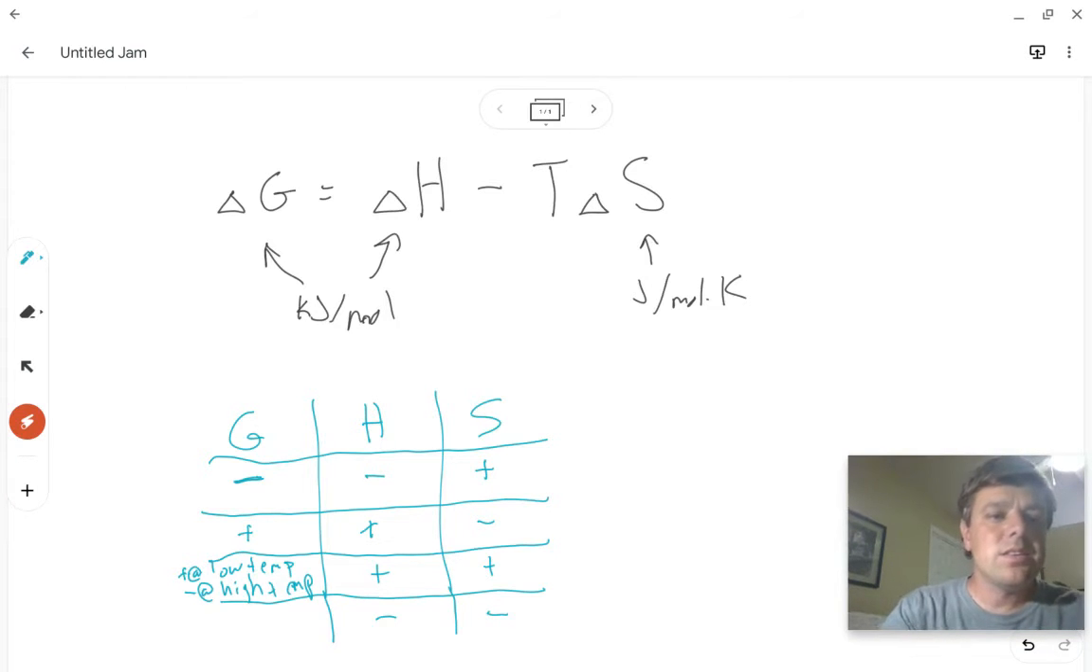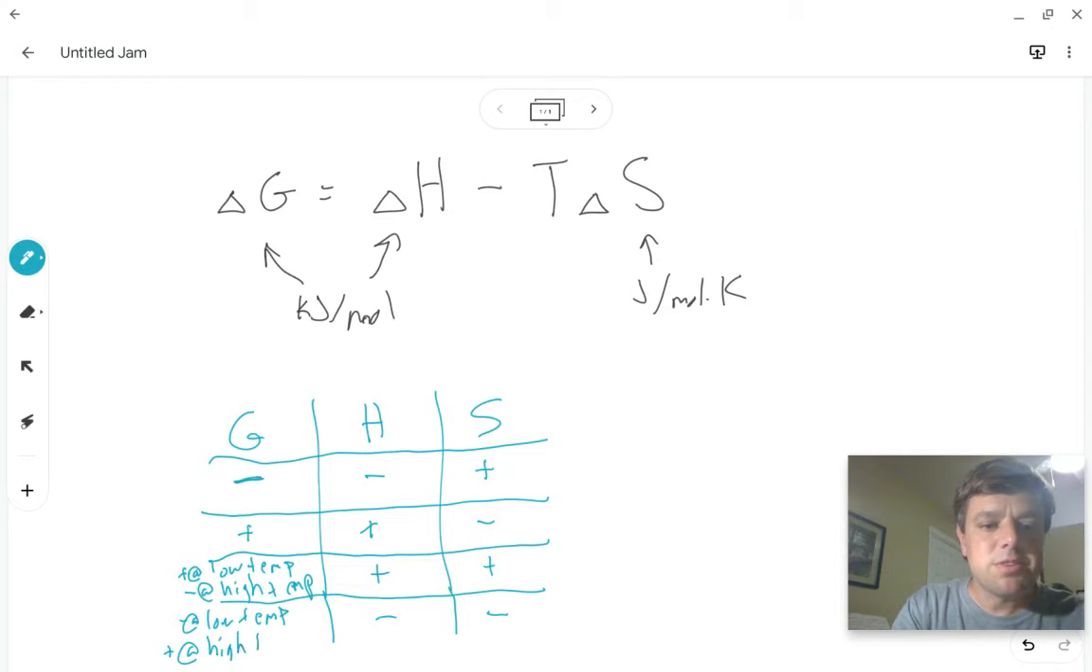Now, that also means if both of these are negative, then you're going to have the opposite case. Then G is going to be negative at low temperatures and is going to be positive at high temperatures. All right, so let's go back and look at a couple more slides as we wrap up our study on this part of thermodynamics, and then we'll get into electrochemistry.